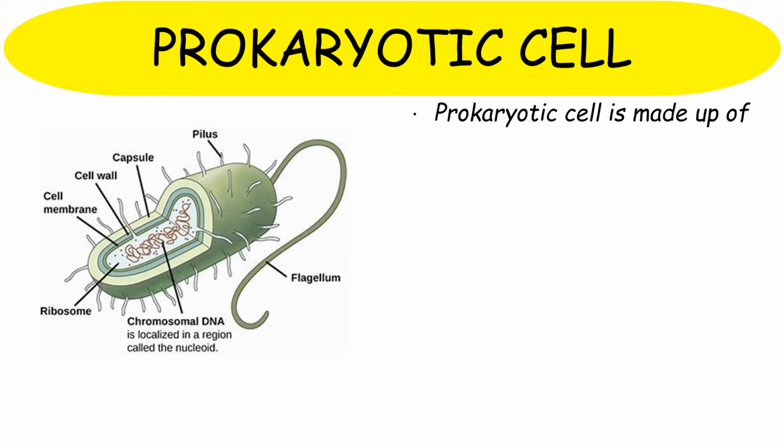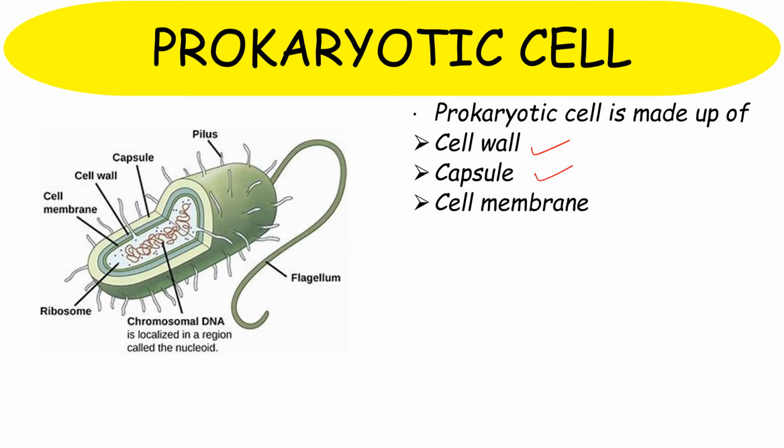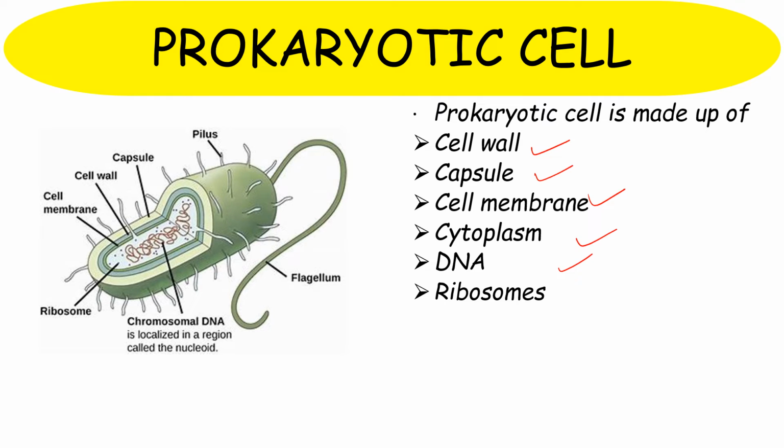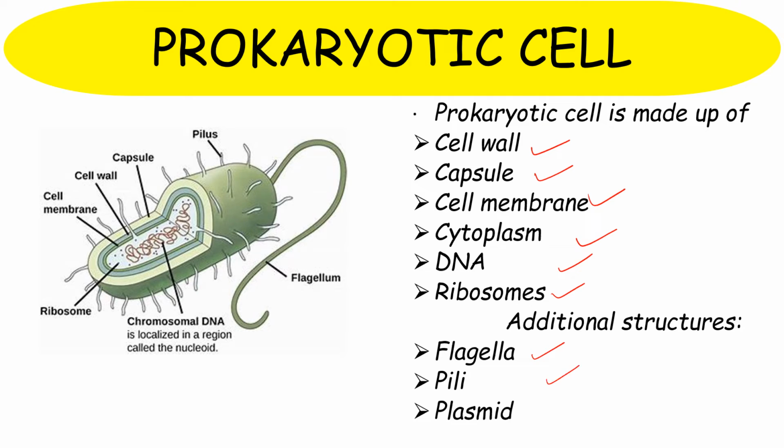A typical prokaryotic cell consists of cell wall, capsule, cell membrane, cytoplasm, DNA, ribosomes, and additional structures include flagella, pili, and plasmid.